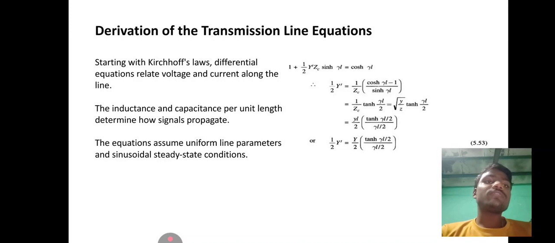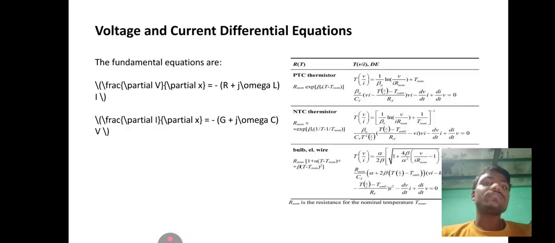Derivation of the transmission line equations. Starting with Kirchhoff's laws, differential equations relate voltage and current along the line. The inductance and capacitance per unit length determine how signals propagate. The equations assume uniform line parameters and sinusoidal steady state conditions. See the derivation.